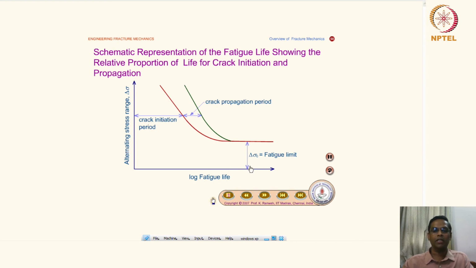And this delta sigma C is called the fatigue limit. We will see what is the importance of this fatigue limit. Every material will exhibit a characteristic fatigue limit. We will see them in due course.